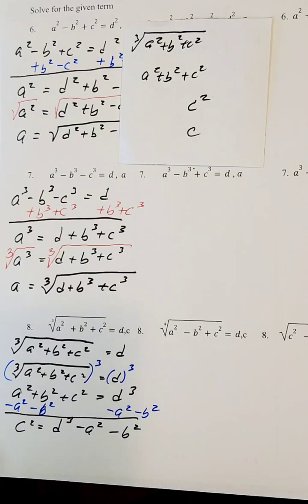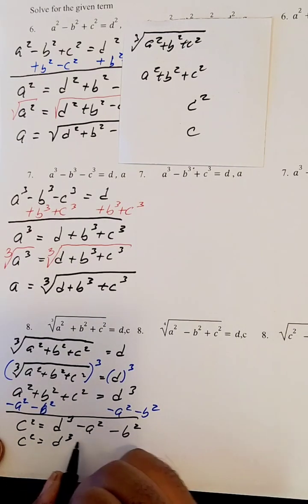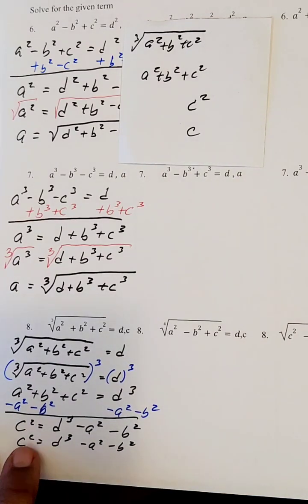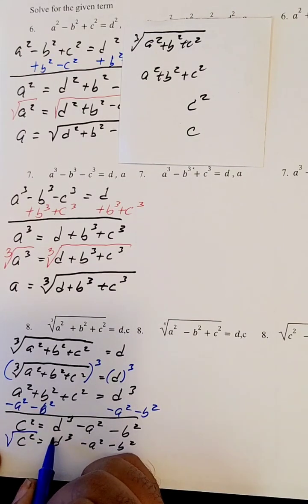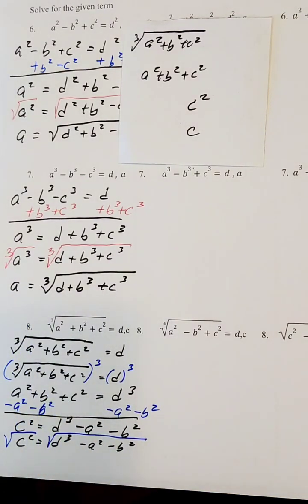All right, finally, we want to get rid of the square from the C. Let's rewrite C squared equals D cubed minus A squared minus B squared. And to remove the square from the C, we're going to use a square root. What you do to one side, you do to the other. And since all these A, B, C, D terms are positive, we won't need the plus or minus because we'll only be using the positive or the plus.